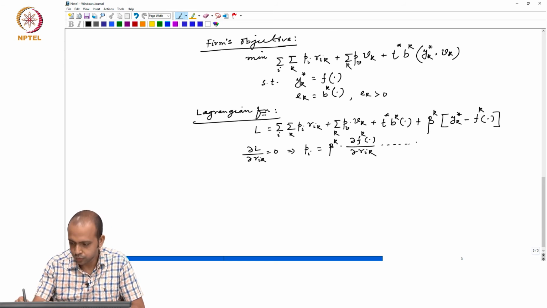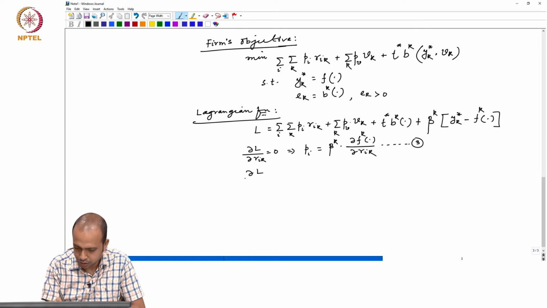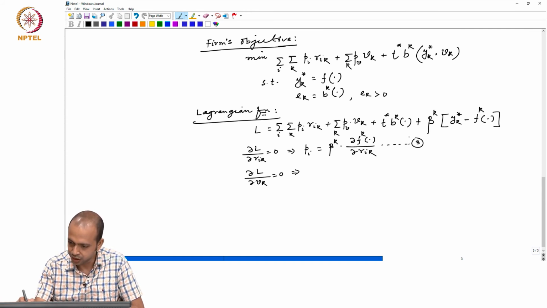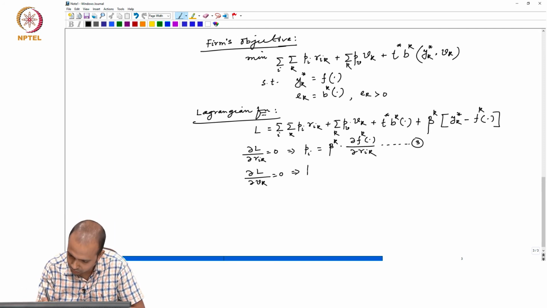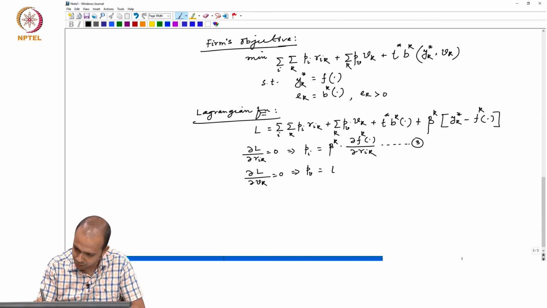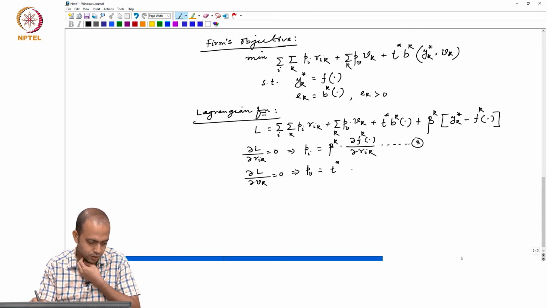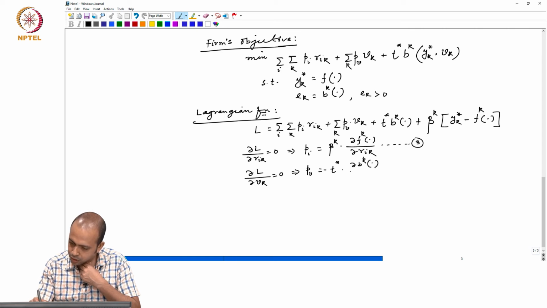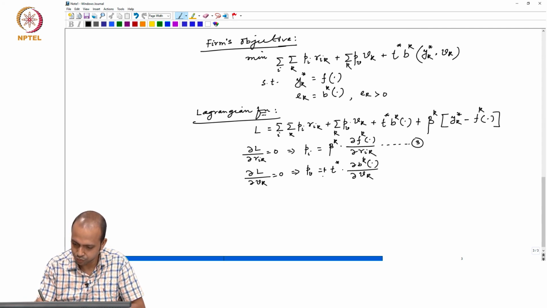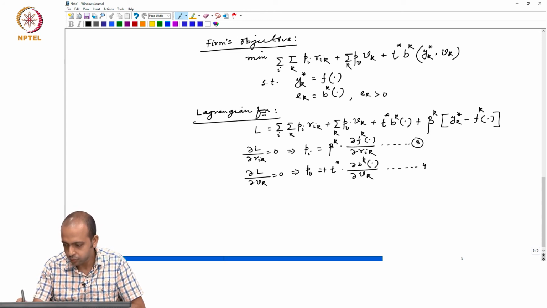Let us say this is equation 3. And del L del V_K, if you set it equals to 0, that will give you, where is V? V is only here in this production function. So, that means P_V would be equal to minus T star into del B_K del V_K. Again, since this is negative, this would become positive. This is 4.